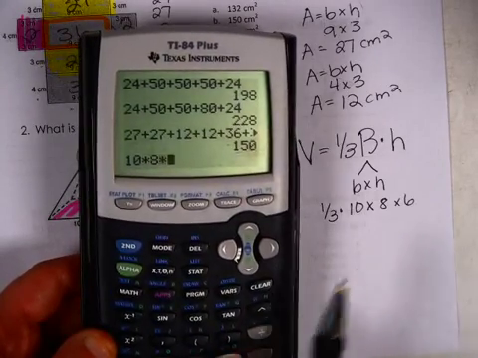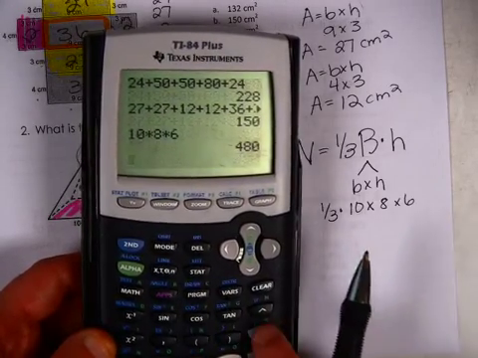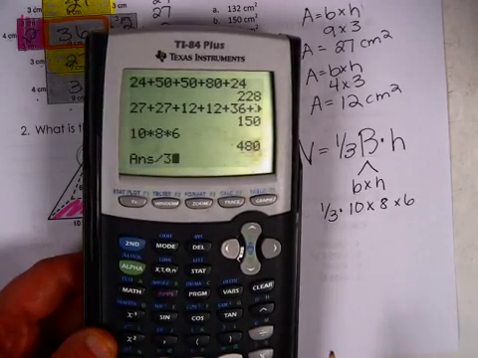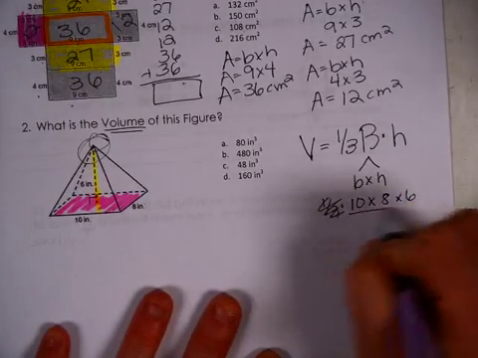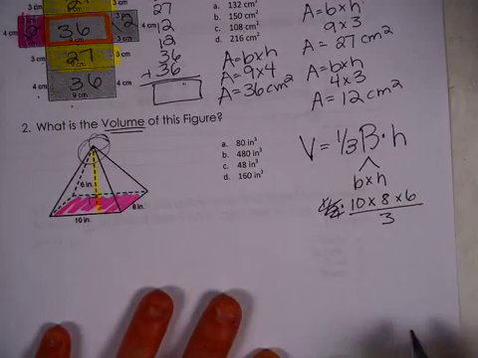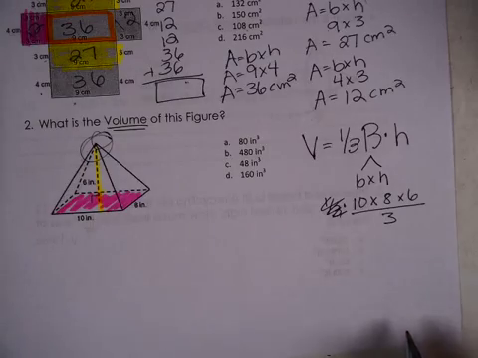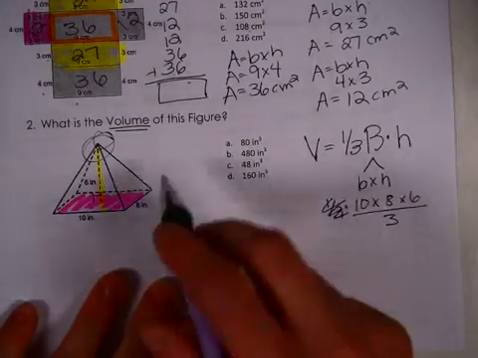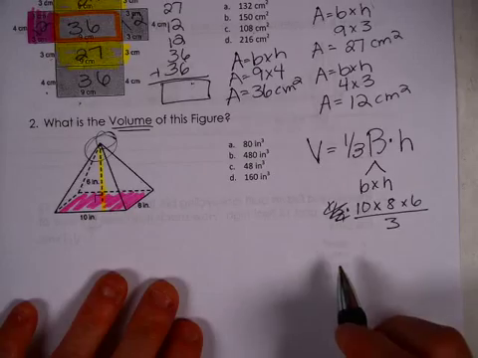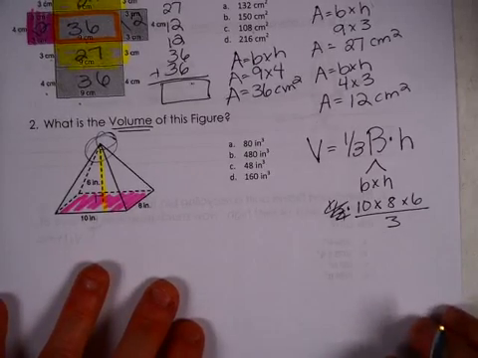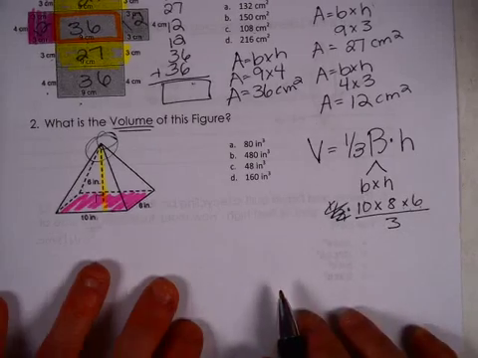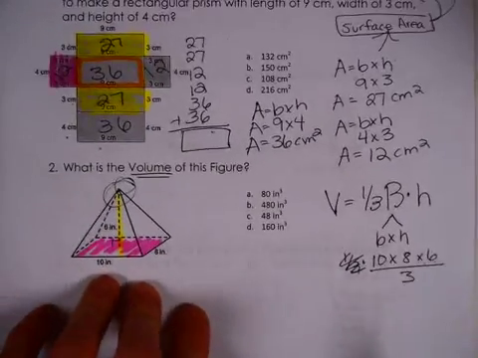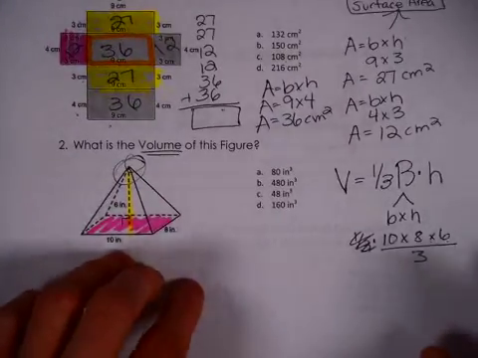10 times 8 times 6. And then we have to divide by 3. Alright? So instead of times 1/3, we're going to divide by 3. Okay? Notice all the little pieces answers are on here. But there's only one that is the correct answer. And it is 10 times 8 times 6 divided by 3. Okay, again, I'm not going to circle the answer. I want you to have listened and be able to answer it.